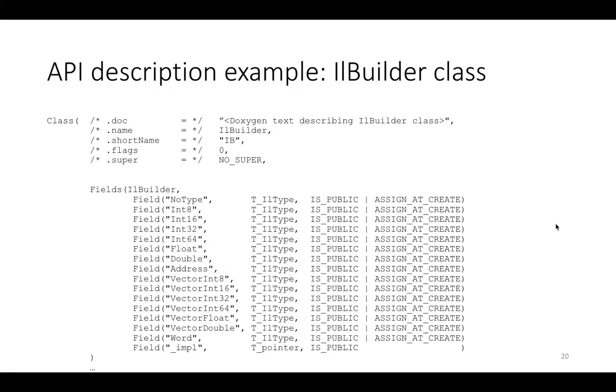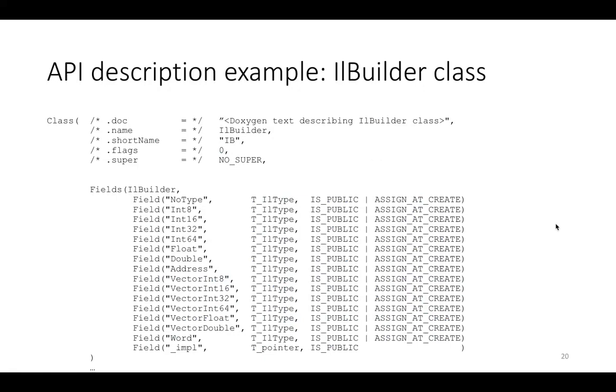So the idea is that, in this particular example, this is what the ILBuilder class looks like. You can specify some documentation for the class, what its name is, and flags, if it has a superclass, etc. If it has a set of fields, you can list those fields here. In JitBuilder, to make it easy for people to reference the primitive types, they're all cached inside every ILBuilder object from the type dictionary. So that's what these fields represent: the primitive types that you can use anytime within a JitBuilder object.